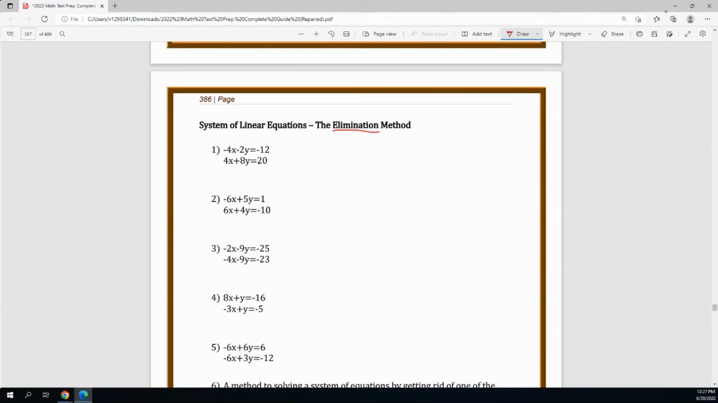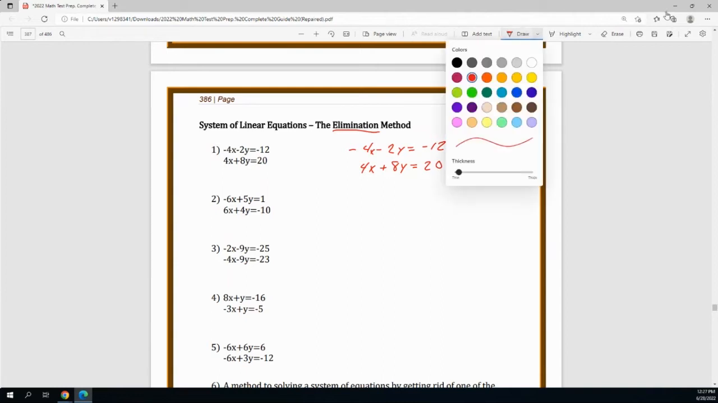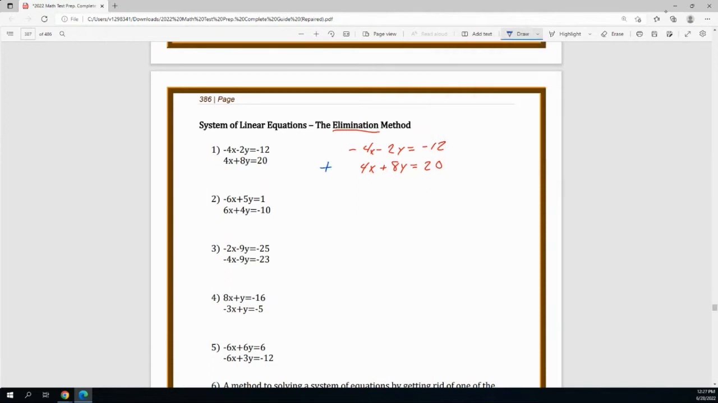The elimination method means that we're going to solve for x and y using two equations. What we're going to do is take both of these equations and write them over here. Negative 4x minus 2y equals negative 12. And the other one is 4x plus 8y equals 20. In the elimination method, first we want to eliminate one of the variables. We're going to add these two equations together, and I know it seems kind of weird.